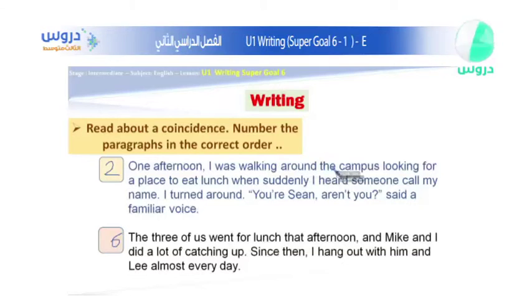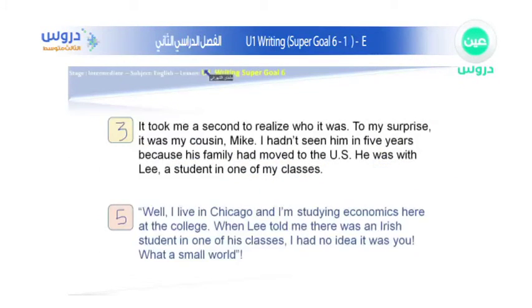One afternoon, I was walking around the campus looking for a place to eat lunch when suddenly I heard someone call my name. I turned around. "You're Sian, aren't you?" said a familiar voice. It took me a second to realize who it was. To my surprise, it was my cousin Mike. I hadn't seen him in 5 years because his family had moved to the US. He was with Lee, a student in one of my classes, and so on. So now it's in the perfect order.